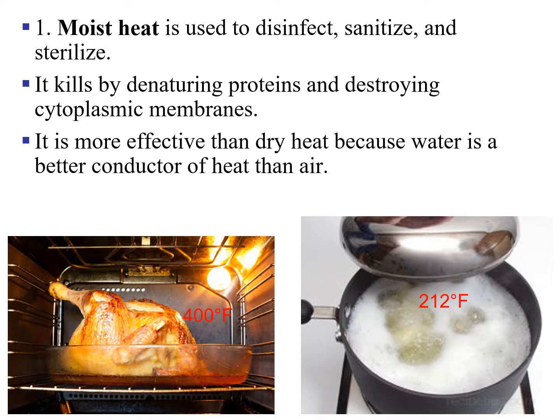So what we will conclude this slideshow with is just talking about heat. We have different types of temperature, different types of heat. The first one we'll look at is moist heat. Moist heat is used to disinfect, sanitize, and sterilize. Remember, sanitize is just for public use. Sterilize is what you want, where it kills everything. But moist heat can be used for all.